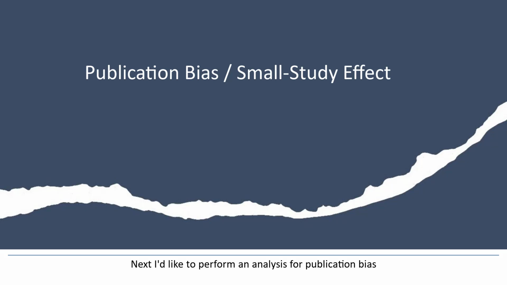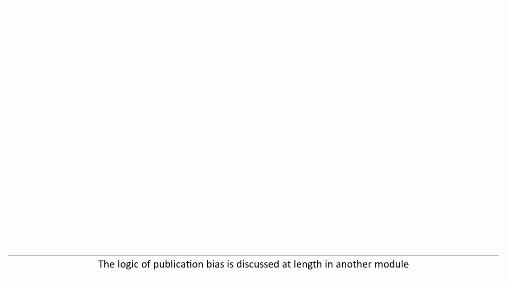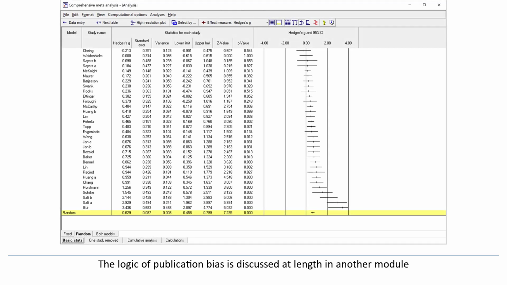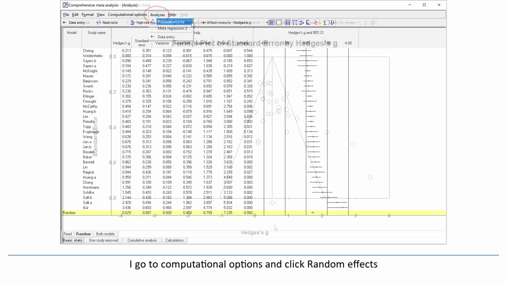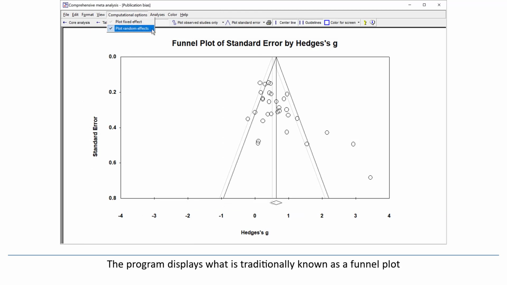Next, I'd like to perform an analysis for publication bias. The logic of publication bias is discussed at length in another module. Here, I'll focus on the results. To look at publication bias, I click this button. I go to Computational Options and I click Random Effects. The program displays what is traditionally known as a funnel plot. The large studies are plotted at the top and the small studies are plotted at the bottom.